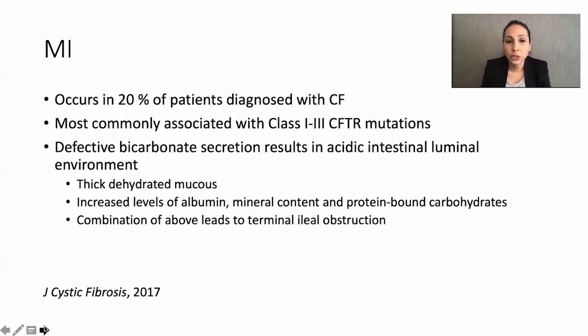Meconium ileus occurs in 20% of patients that are diagnosed with CF. It's most commonly associated with class 1 through 3 CFTR mutations. It's associated with defective bicarbonate secretion, which then results in acidic intestinal luminal environment. This results in thick dehydrated mucus and in increased levels of albumin, mineral content, and protein-bound carbohydrates. The combination of these above 2 things will lead to terminal ileal obstruction.